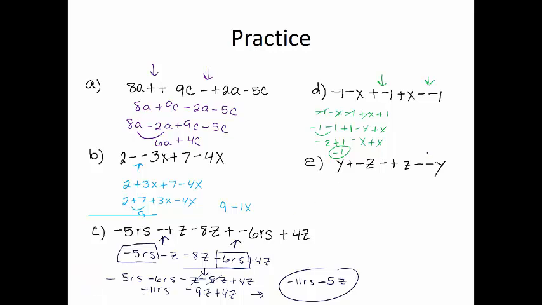All right, here, double sign, double sign, double sign, a bunch of them. So we have y, take away z, plus y. All right, let's group our like terms together. Within our like terms, we add the same sign. So we have 2y and negative 2z. And that's it.